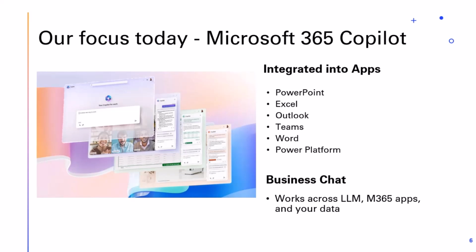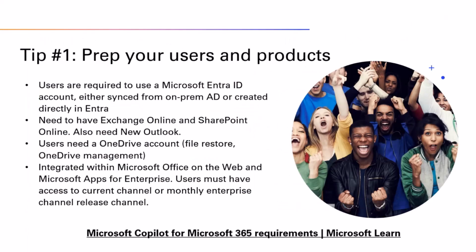Next up, we're going to go into my five tips for getting your organization ready. Let's boil this down to the very basics. Number one, you need to get your users and your products ready. On the screen, I have some of the prerequisites, and I linked at the bottom the page that has all the prerequisites posted. Users need to have an Entra ID account. You need an AD account essentially to get started with Copilot, so make sure your users have that.